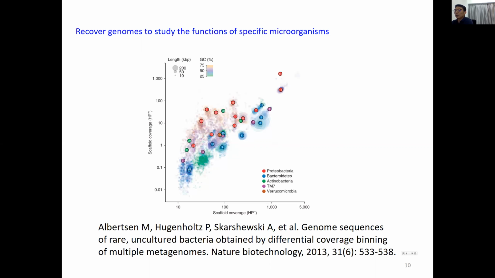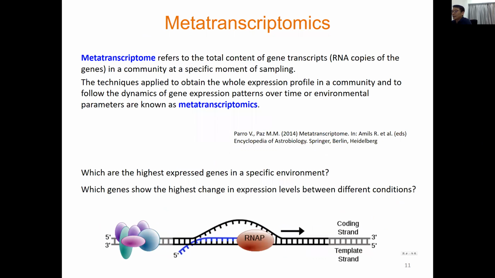For all bacteria, if they cannot be isolated, a researcher can obtain their genome by using this method. And metagenomics tells us which microorganisms are present and what genome potential or function they have. While sometimes we also need to know the activity of the microorganism. So metatranscriptomics can tell us about their activity.